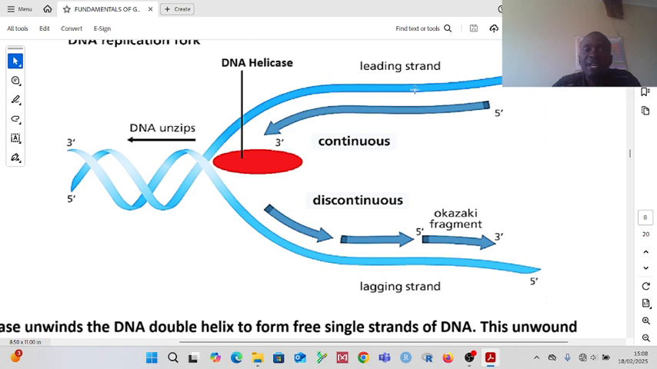If the original strand has C, it puts a G on the new strand. If the original strand has A, it puts a T. If it has T on the original strand, it puts an A on the new strand. If it has a G on the original strand, it puts a C on the new strand. The principle of base complementarity.